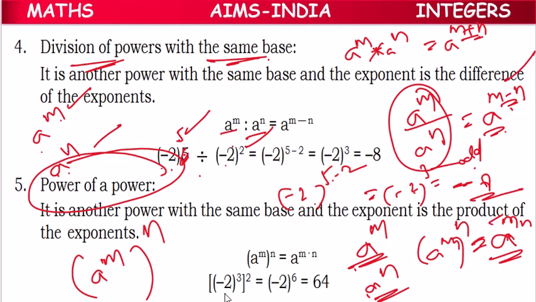Minus 2, it is called power of power. Minus 2 whole cube whole square. We can multiply both: minus 2 to the power of 3 times 2, that is 6. 6 means even number, so minus will become plus. 2 power 6 means 64.